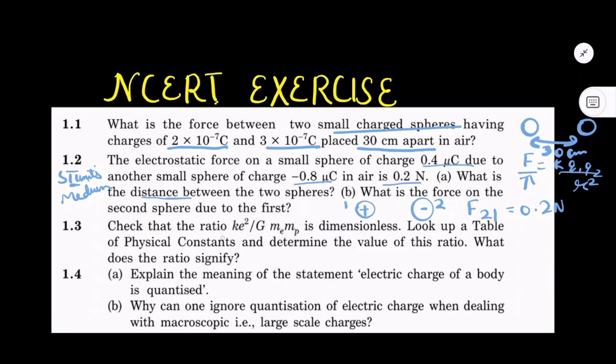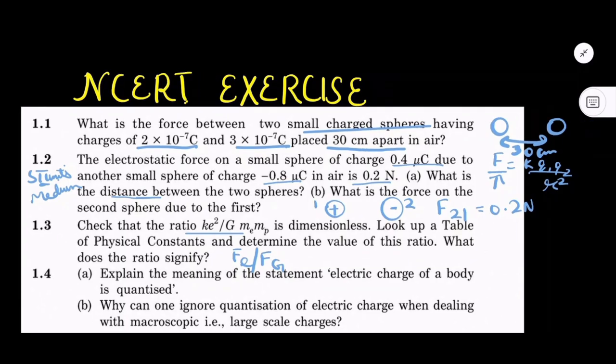Check that the ratio k e square by G m e m p is dimensionless. Look up the table of physical constants and determine the value of this ratio. What does this ratio signify? So we are given the ratio where we are able to understand that it is the ratio of electrostatic force upon gravitational force, right? Now let us first check that this ratio is dimensionless or not.